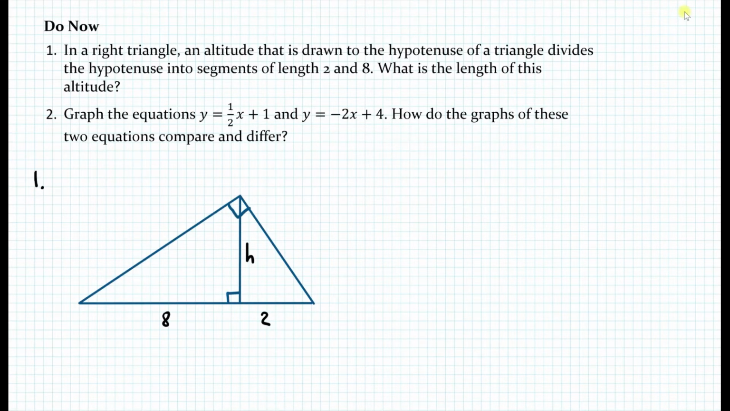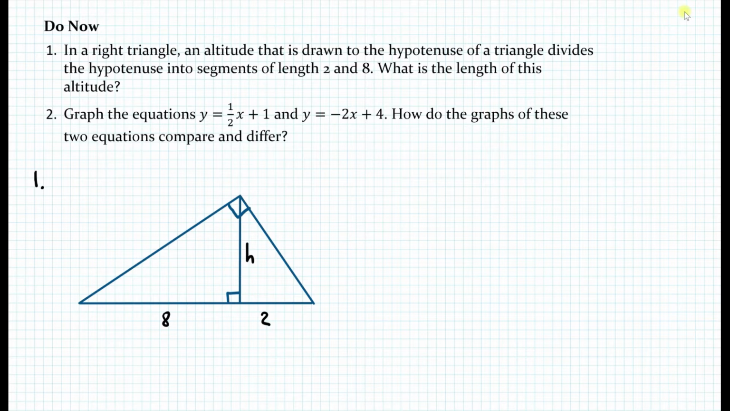Okay, so for number one, we have the following scenario. As you can see in the figure, the hypotenuse is being divided into 2 and 8 by the altitude of the right triangle. Our goal is to find h, the altitude. As you can remember, h can be expressed as the geometric mean between 2 and 8, or in more general form, the altitude is the geometric mean between the left piece and the right piece of the hypotenuse.